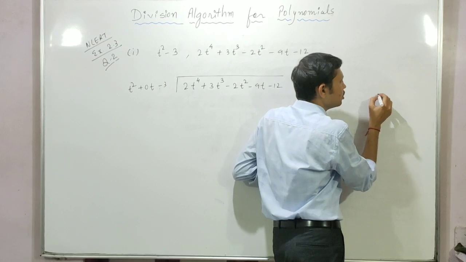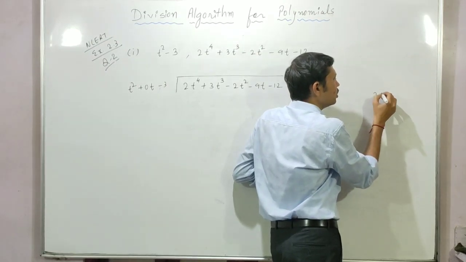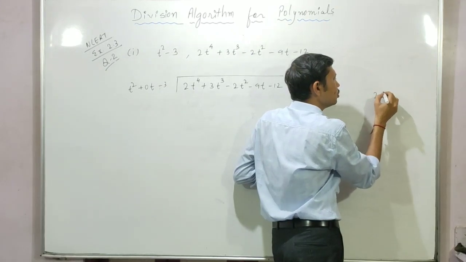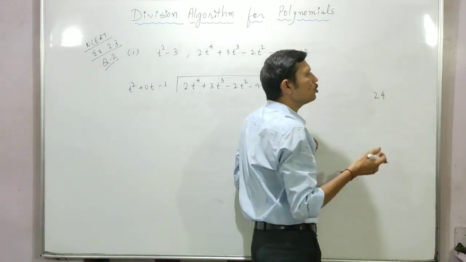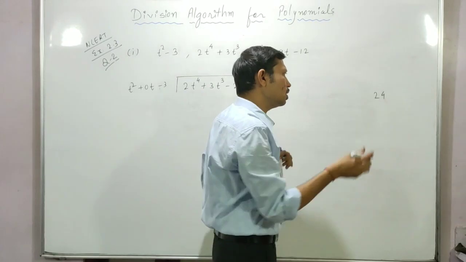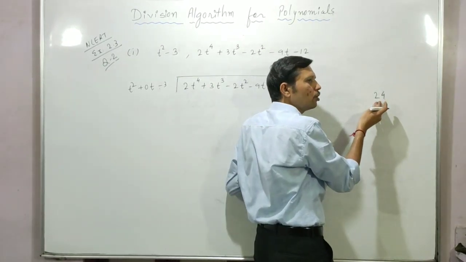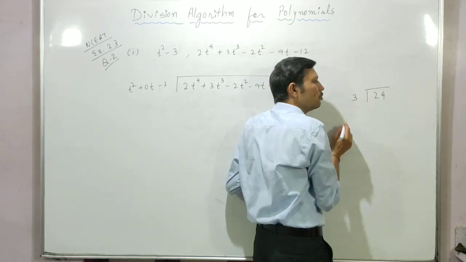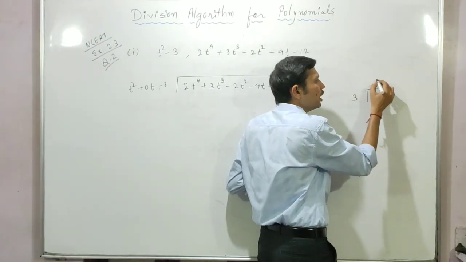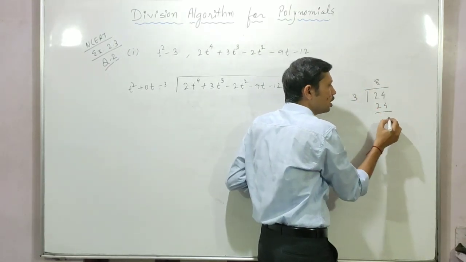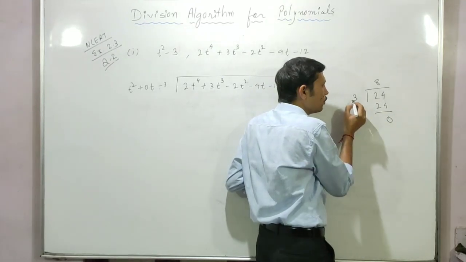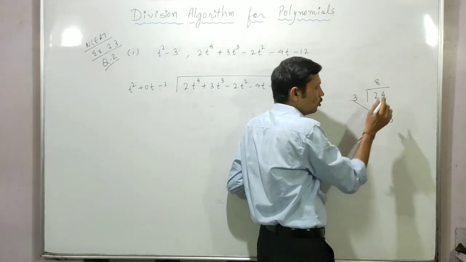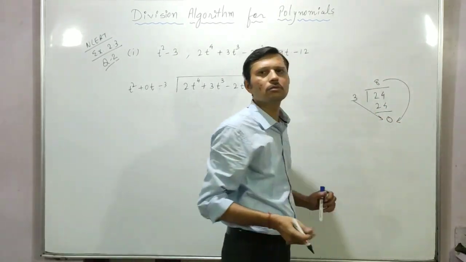Suppose I want to check it just like 23. Otherwise I will take 24. I want to check by long division whether 3 is a factor of this 24 or not. So simply I have to do the division. 24, I will divide it by 3. So 3 8s are what? 24. The remainder is 0. So we can say 3 is a factor of your dividend. Obviously the quotient is also a factor.